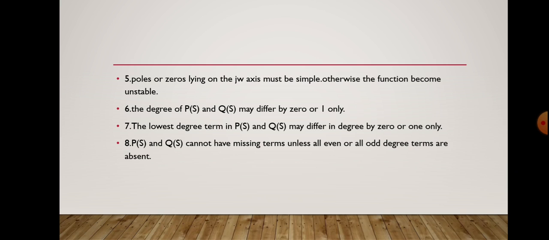And the sixth property: the degree of the numerator polynomial P(s) and the degree of the denominator polynomial Q(s) may differ by 0 or 1 only. Actually, degree means the highest power of s occurring in the equation. And the lowest degree term in P(s) and Q(s) may differ in degree by 0 or 1 only. Next property: P(s) and Q(s) cannot have missing terms unless all even or all odd degree terms are absent.